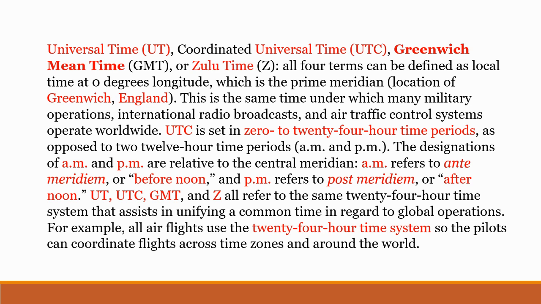UT, UTC, GMT, and Z all refer to the same 24-hour time system that assists in unifying a common time in regard to global operations. For example, all air flights use the 24-hour time system, so the pilots can coordinate flights across time zones and around the world.